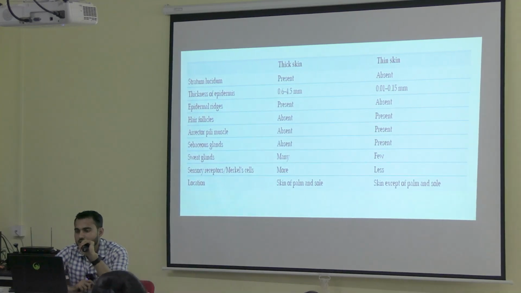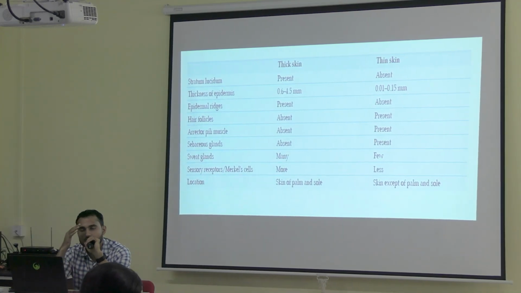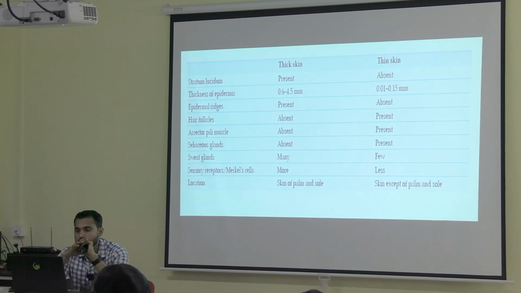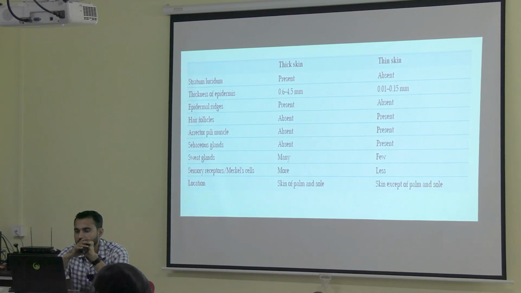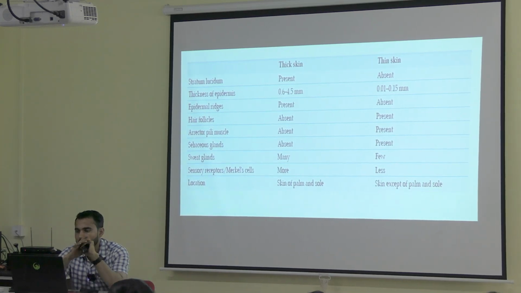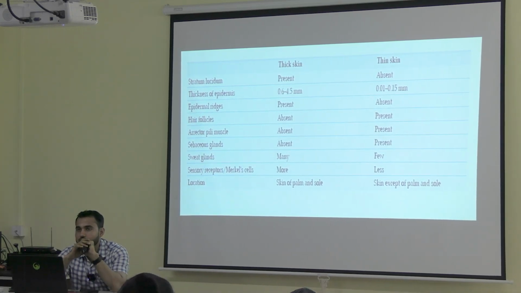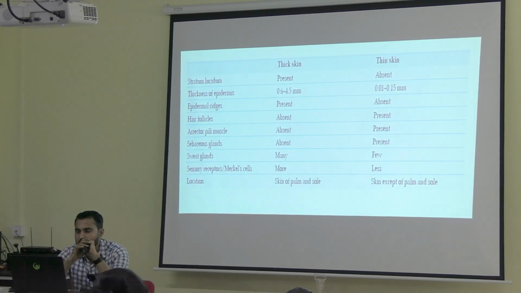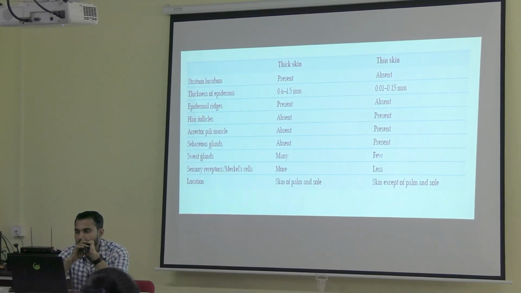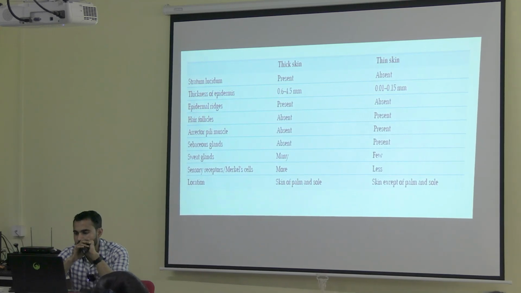So first of all, stratum lucidum is a layer. We'll be discussing the layers. Stratum lucidum is a layer which is present in thick skin and absent in thin skin. Next, if you see the thickness of the epidermis, in case of thick skin, the epidermis is thicker. Next, epidermal ridges are present in thick skin, and in case of thin skin, they are absent.